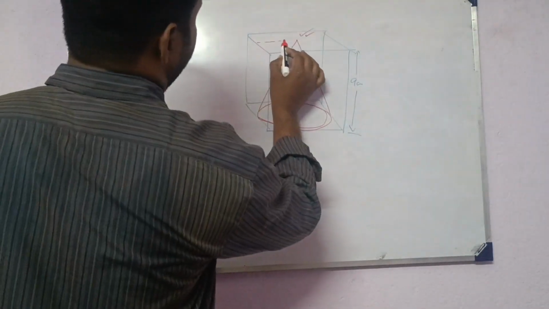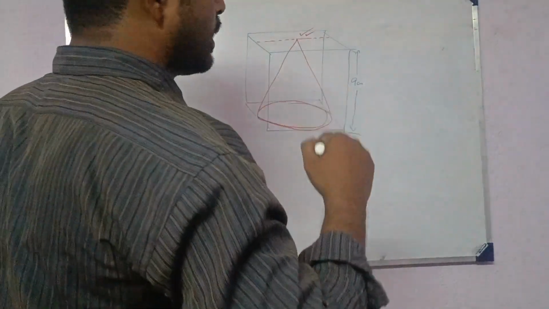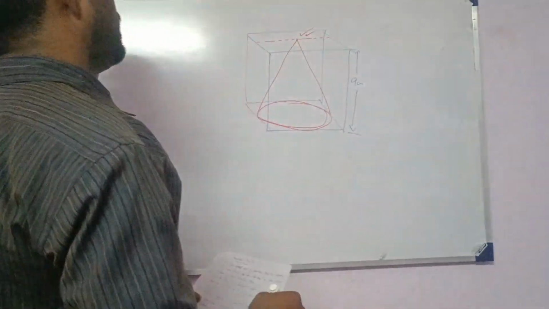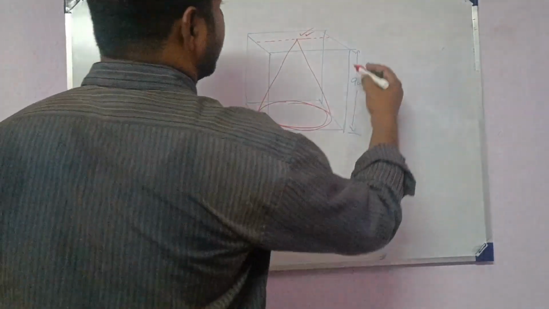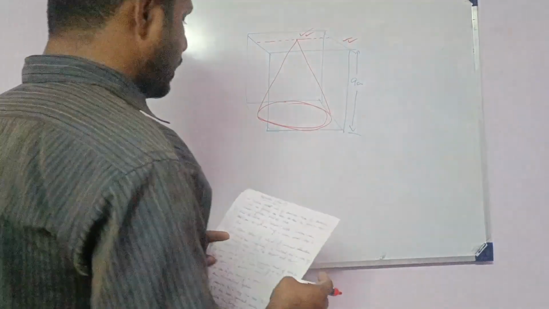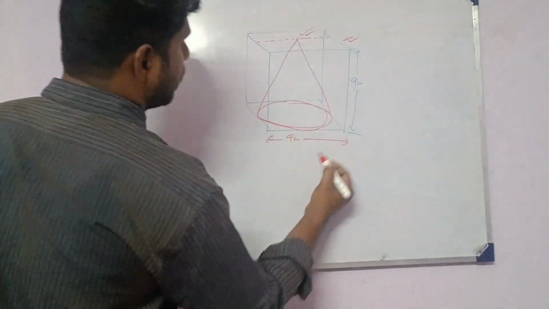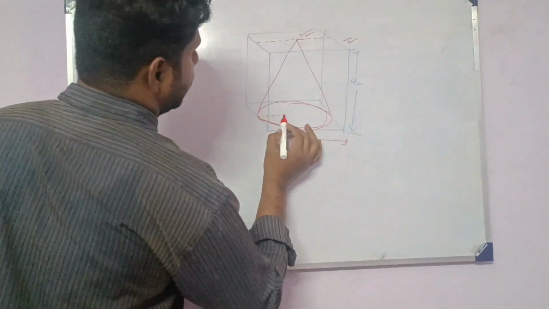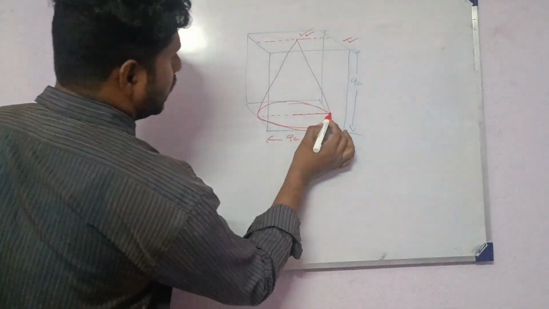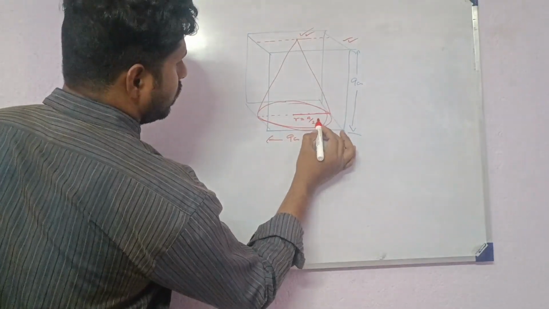The vertex is connected to the top surface. So that is the largest right circular cone that can be carved out from the given cube, and we have to find its volume. So for the volume, if the edge is 9 centimeter, therefore the diameter of that circle is also 9 centimeter, hence the radius of that circle is 9 by 2 centimeter.